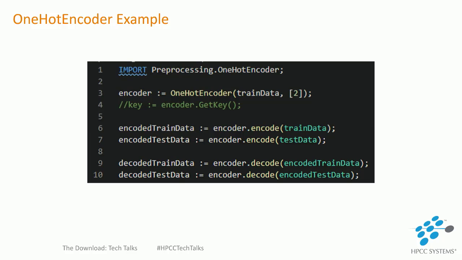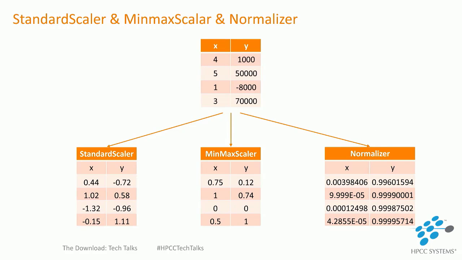Following the OneHotEncoder module, you have the scalers: standard scaler, minimal scaler, and normalizer. If you have this 2 feature data set on top, which is clearly out of scale, you could use the standard scaler if you want each of your features to have a normal distribution. You could also use the minimal scaler if you want your features to be within a specific range.